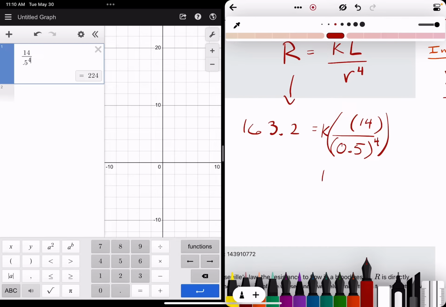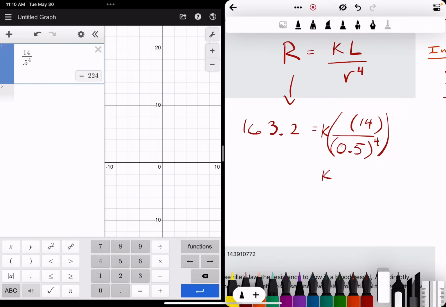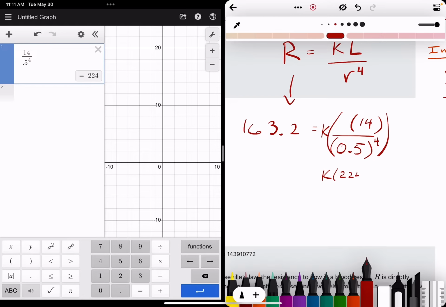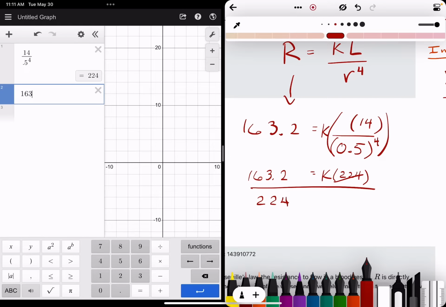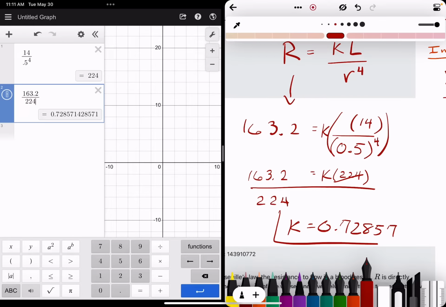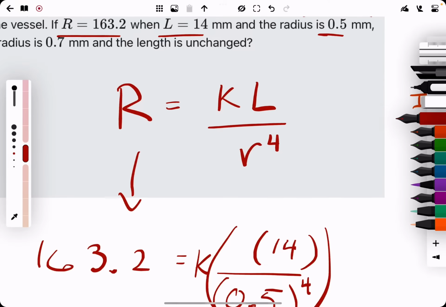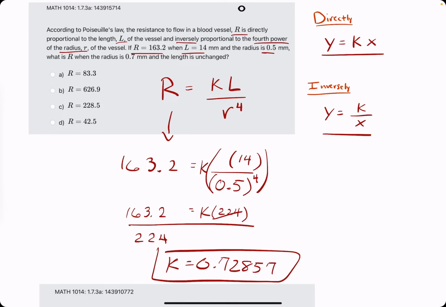Okay, so we just have k times 224 is equal to 163.2. Now to get k by itself, we divide by 224. So let's do that in Desmos. 163.2 divided by 224, and we get an ugly k value of 0.72857. All right, not the nicest, but let's use what we have here.